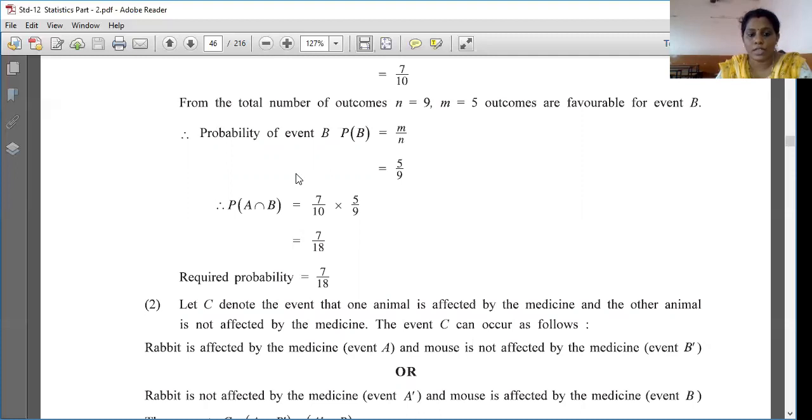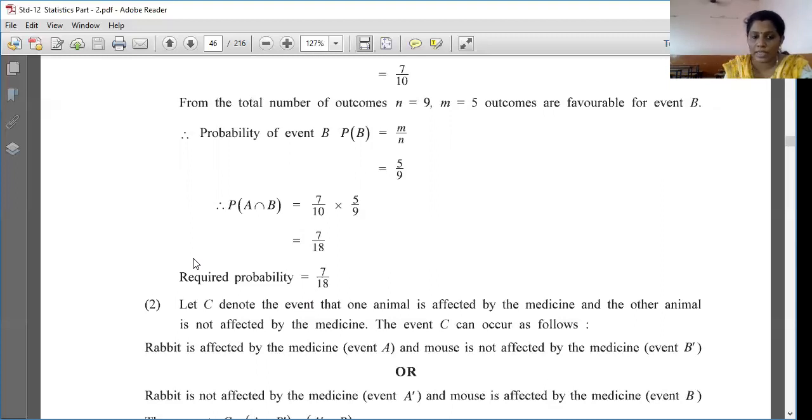Now the second question, what was the second question? The second condition was that one of the two animals selected shows the effect of medicine and the other animal does not show the effect of medicine. Two animals are to be selected one by one from each group. So one should show the effect of medicine and the other should not. So the condition can be like this, let's see, it denotes the event that one animal is affected by medicine and the other animal is not affected by medicine.